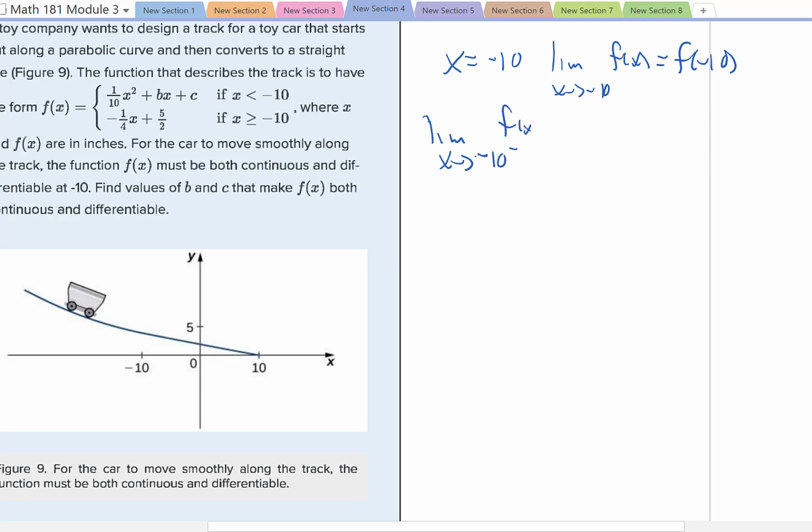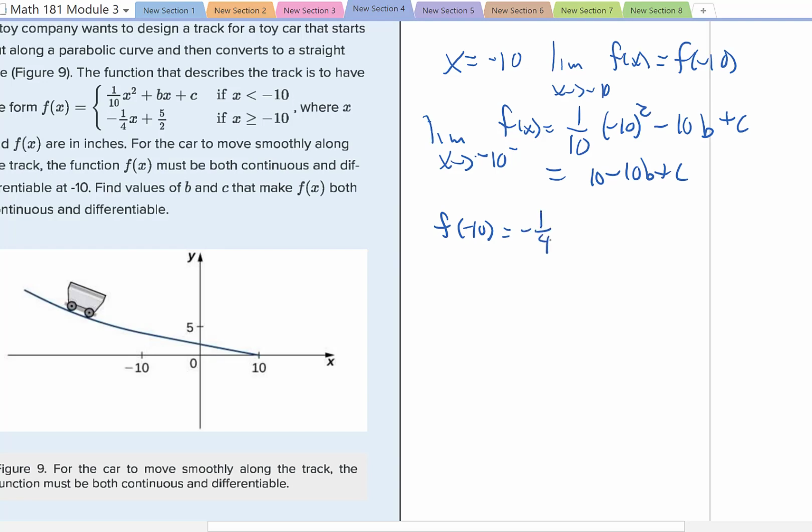f of x, we get 1/10 times -10 squared minus 10 times b plus c, and that's going to give us 10 minus 10b plus c. Now we have two variables there, so now we've got to work the other side to see where we're going to go with this. If we look at the actual defined value, f of -10, excuse me, that'll be the other part of the function.